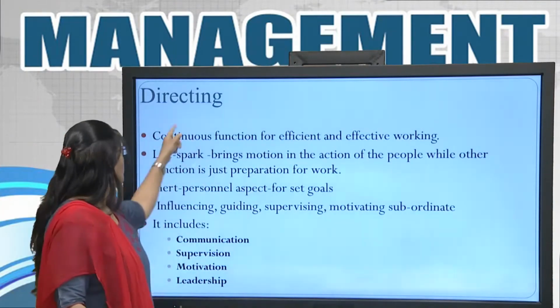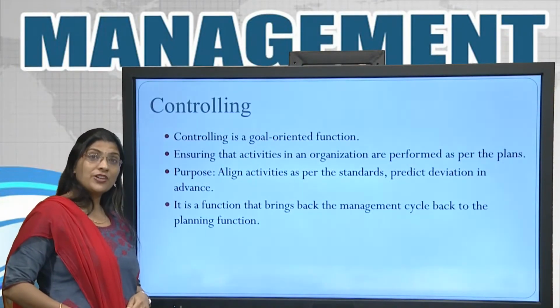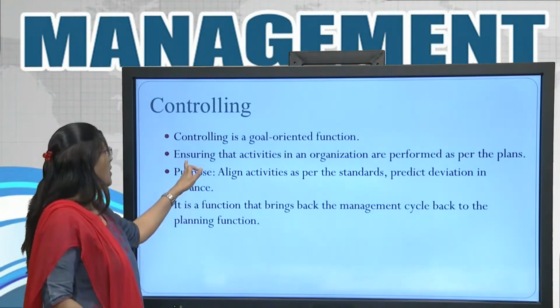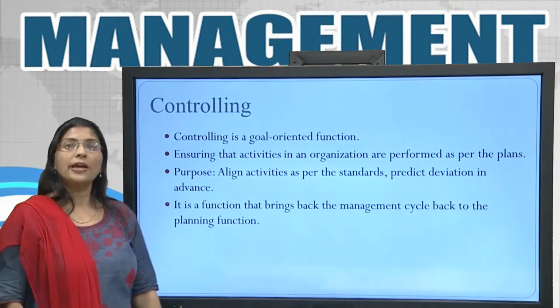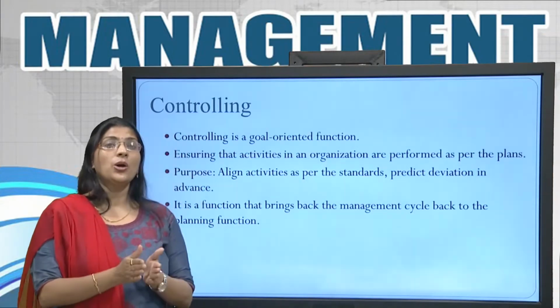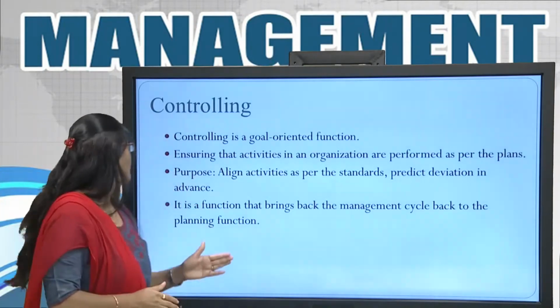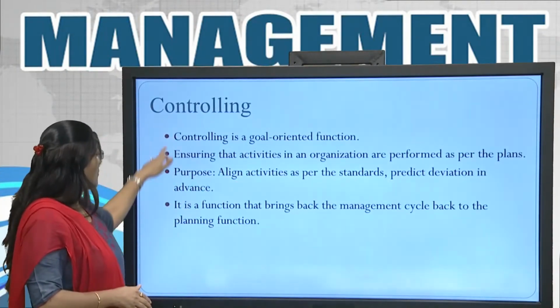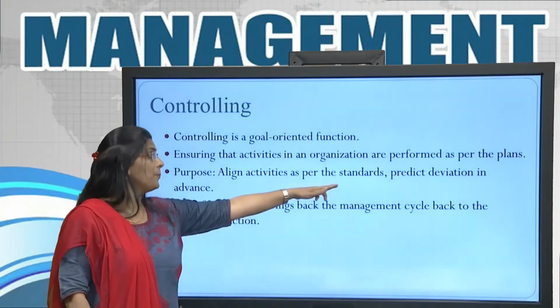Now come to the next function of management, that is controlling. Controlling is always a goal oriented function. What does it mean? Let's have a glance. It ensures that activities in an organization are performed as per the plans. Whenever the controlling function comes, you have to see whether whatever we have performed is in accordance with our plan or not. Its purpose is to align activities with the standards and predict deviation in advance.